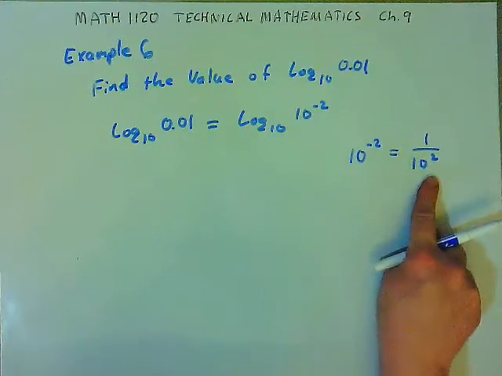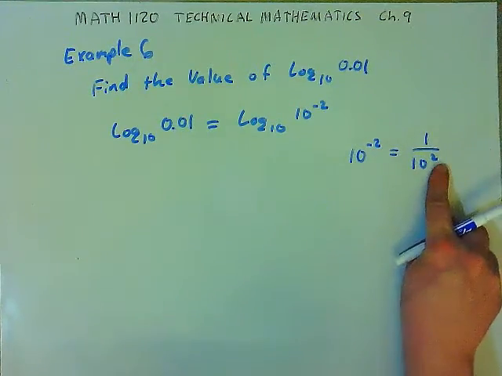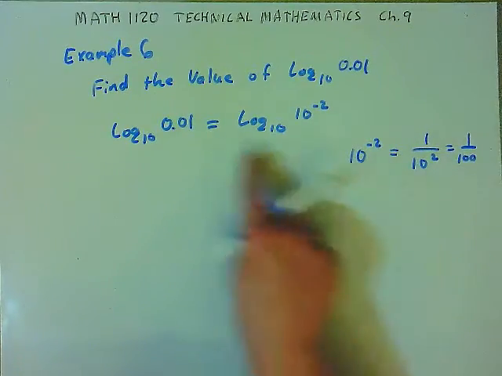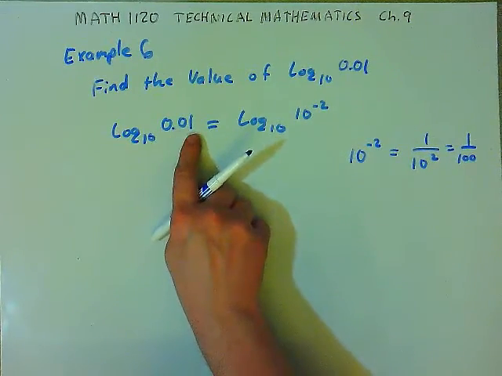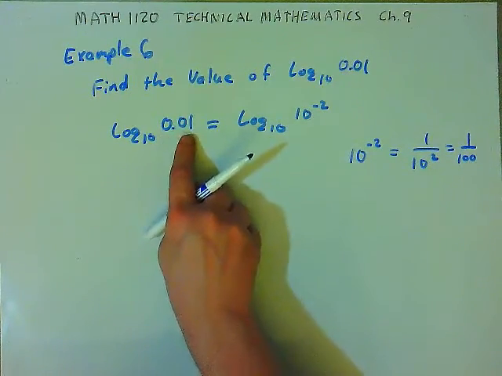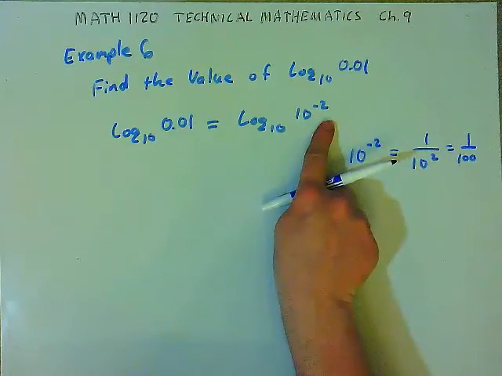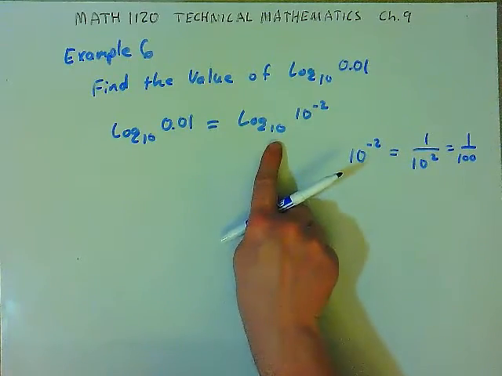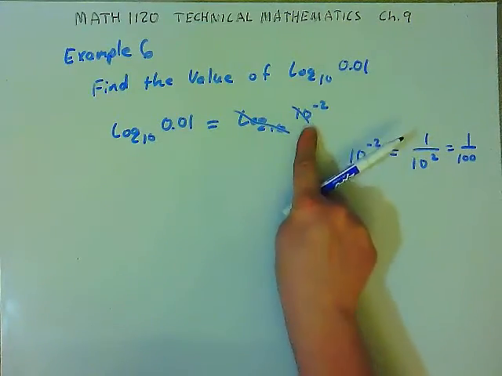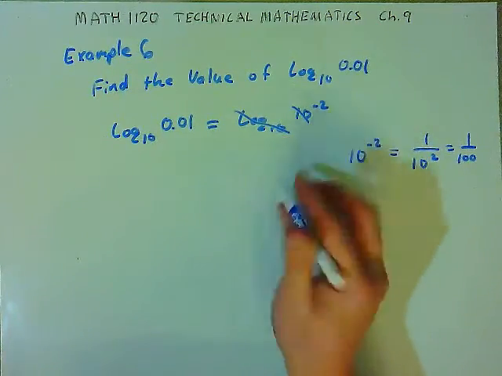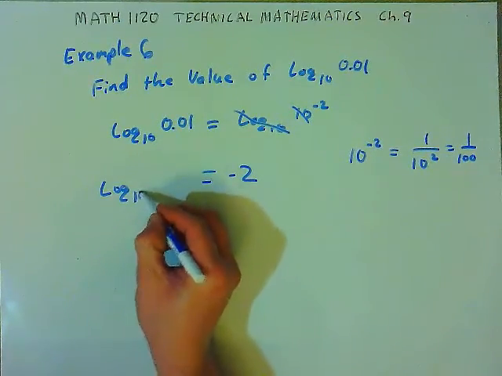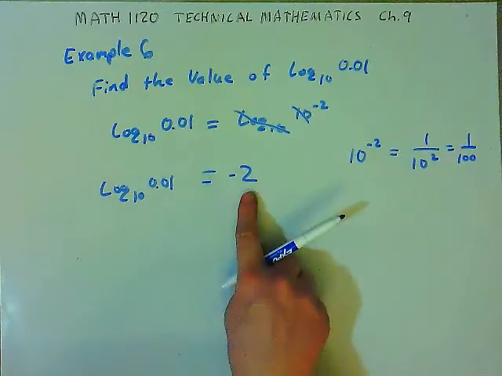So we can put this in the denominator and change the sign of the exponent. And this is going to be 1 over 100, or 1/100th, which is exactly what this decimal says, 1/100th. And so 0.01 is the same thing as 10 to the negative second power. So since we're taking log base 10 of 10 to some power, the log base 10 and 10 cancel because they're the same, and we're going to be left with -2. And so log base 10 of 0.01 will be equal to -2.